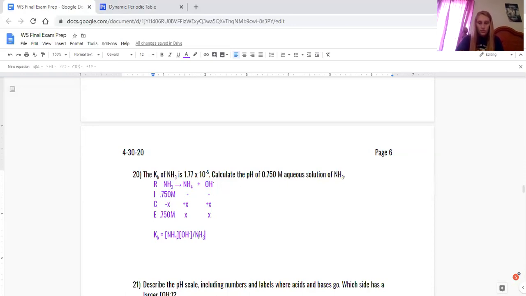Okay, so we can go ahead and plug in what we know. Kb is equal to NH4 and OH. We don't know what either of those are, so that's just going to be x squared, because that's all we know from right here. Then that's going to be divided by 0.750. Oh, and we knew our Kb. Sorry, I didn't put that in there. Here's our Kb value right here.